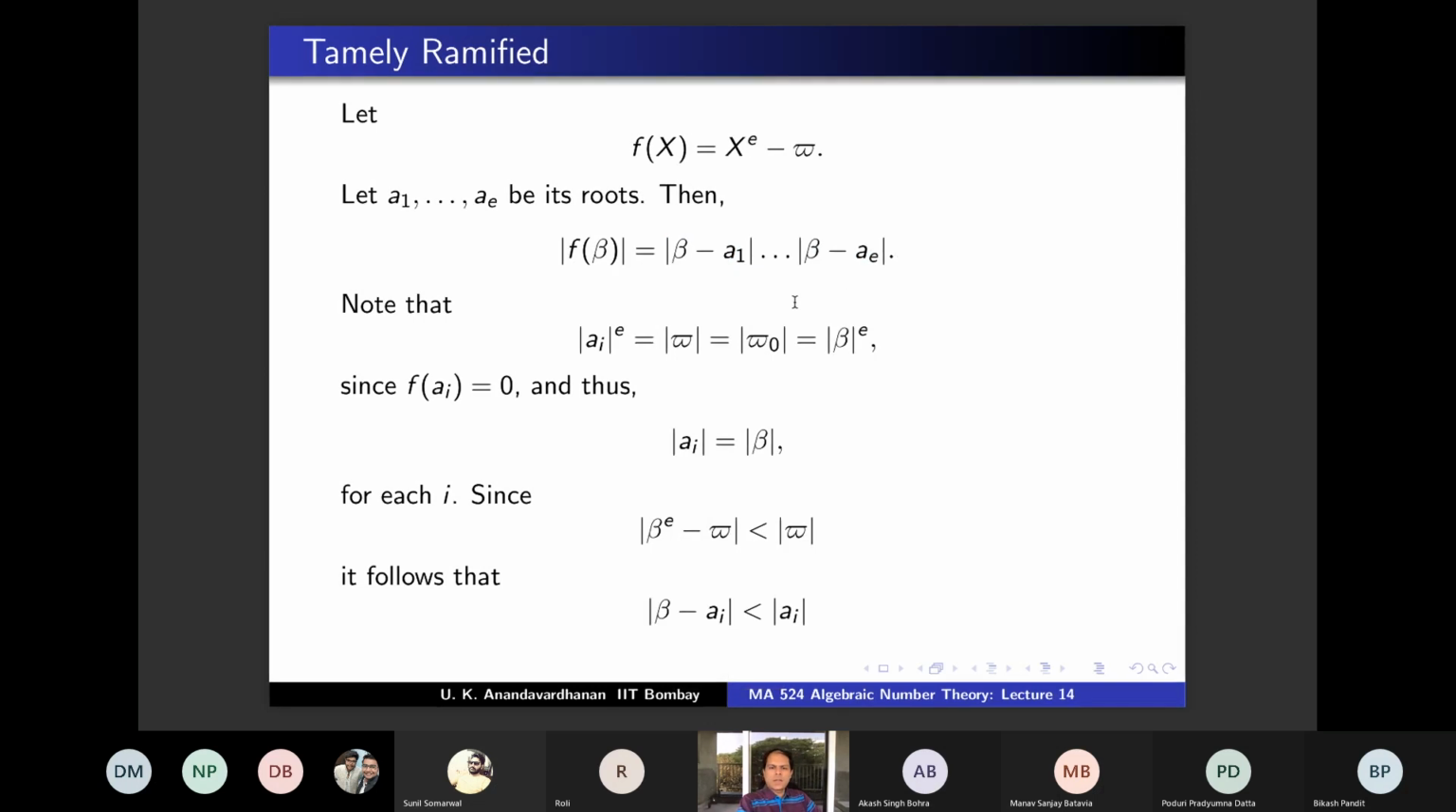And from that you can conclude that mod beta minus ai is strictly less than mod ai for at least one i. Why is that? Because if for all i, mod beta minus ai is bigger than or equal to mod ai, then you will get that this is bigger than or equal to mod a1, next is bigger than or equal to mod a2, etc. So you will get the product is bigger than or equal to mod a1 times mod a2 times mod ae, but all of them are conjugates, they all have the same valuation, and that will be bigger than mod beta power e.